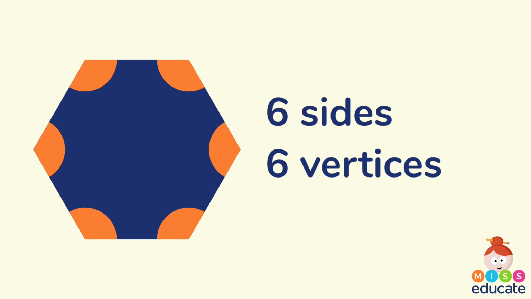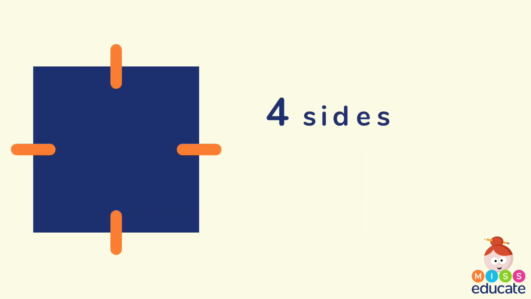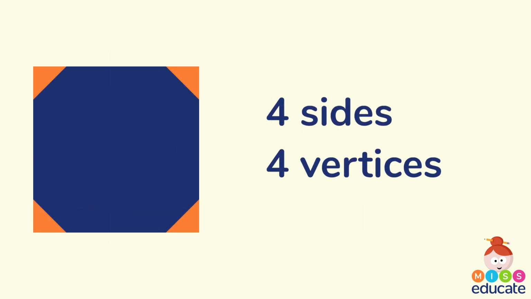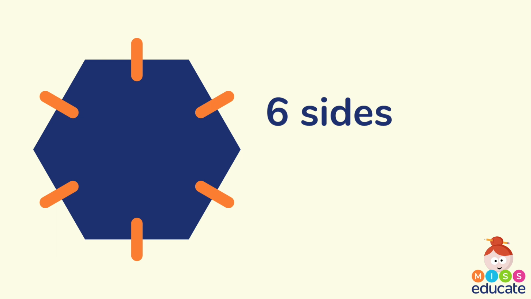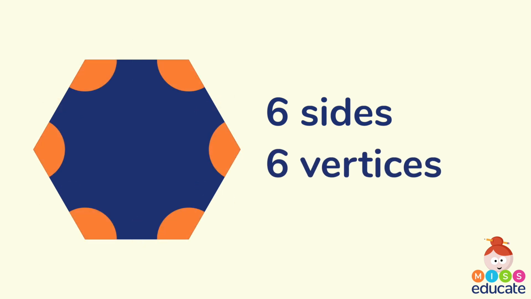I'm starting to notice a bit of a pattern here with our shapes. I'm noticing that the square had 4 sides and 4 vertices. The hexagon had 6 sides and 6 vertices. There's a pattern here, isn't there?